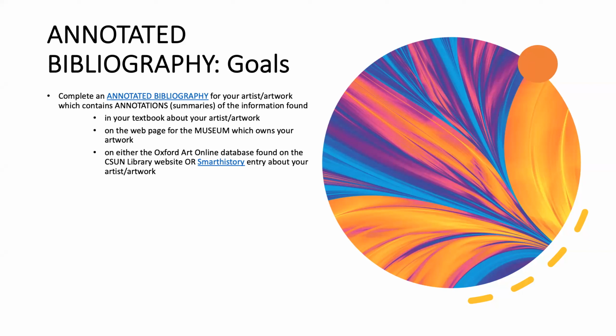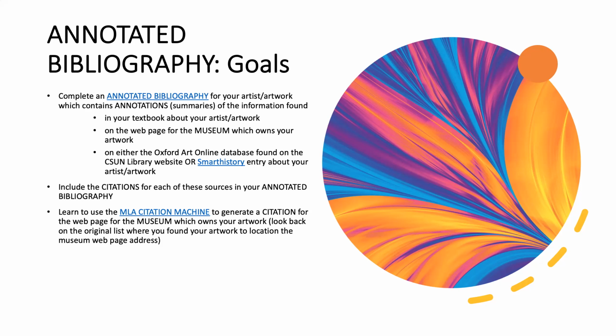And 3, you're going to pick either Oxford Art Online or Smart History and read or watch about your artist and artwork. You're going to include citations for each of these sources in your final annotated bibliography. And you're going to learn to use the MLA citation machine to generate a citation for the web page for the museum which owns your artwork. So again, you're going to look back on the original list where you found your artwork on Canvas to locate the museum web page address. And you're going to correctly format your annotated bibliography according to the MLA 9 guidelines.